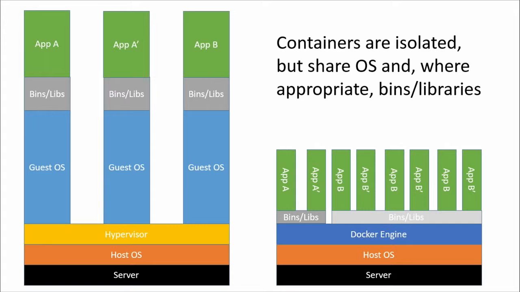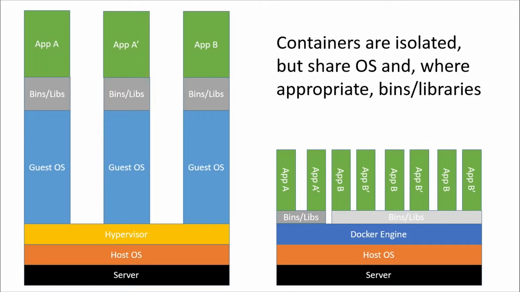So on the left-hand side here, we have the traditional virtual machine setup. Right down there at the bottom, you have the server, and then you have your host OS as the next layer above that, and then you'll have a hypervisor. And then running on top of that, you have 1, 2, 3, in this case, or more virtual machines. And those virtual machines will bring with them a guest operating system. So you need to have a full operating system running on top of an existing operating system. And then on that, you have all the binaries and libraries that your application needs, and you'll have your application code on top of that.